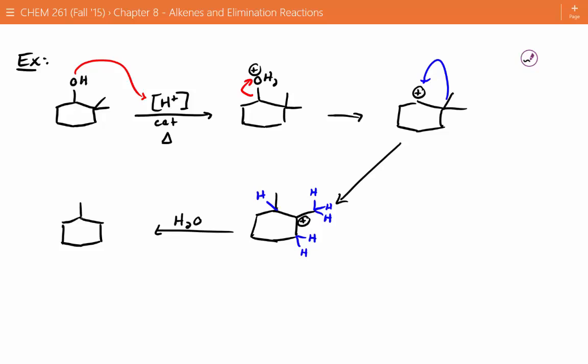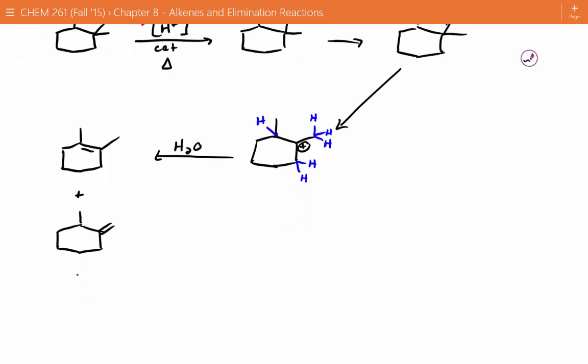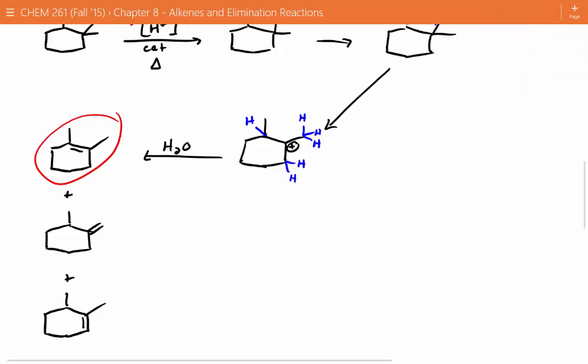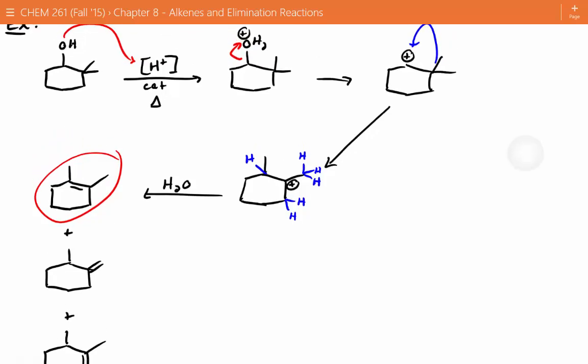So if we do the one on the far left, we would get a double bond here. If we did the one on the top, we'd get a double bond here. And if we did the other one, we would get a double bond here. Which one's going to be our major product? It's the top one. Why the top one? Most substituted. Also, with an E1 reaction, oftentimes you will observe other products that occur prior to rearrangement.